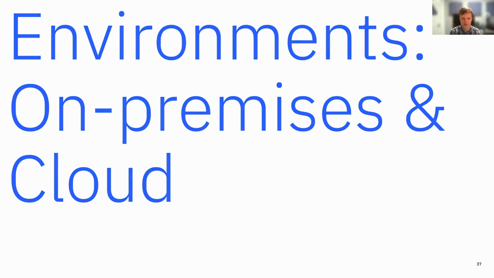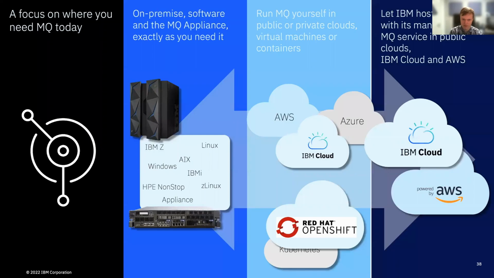So where can you run MQ? MQ can be run on-premise. We offer a physical MQ appliance, and MQ can be run in the cloud, either by yourself in a public or private cloud, in a Docker container, in OpenShift, in AWS, in Azure. So it can either be run by yourself in the cloud, or we offer IBM MQ as a service.